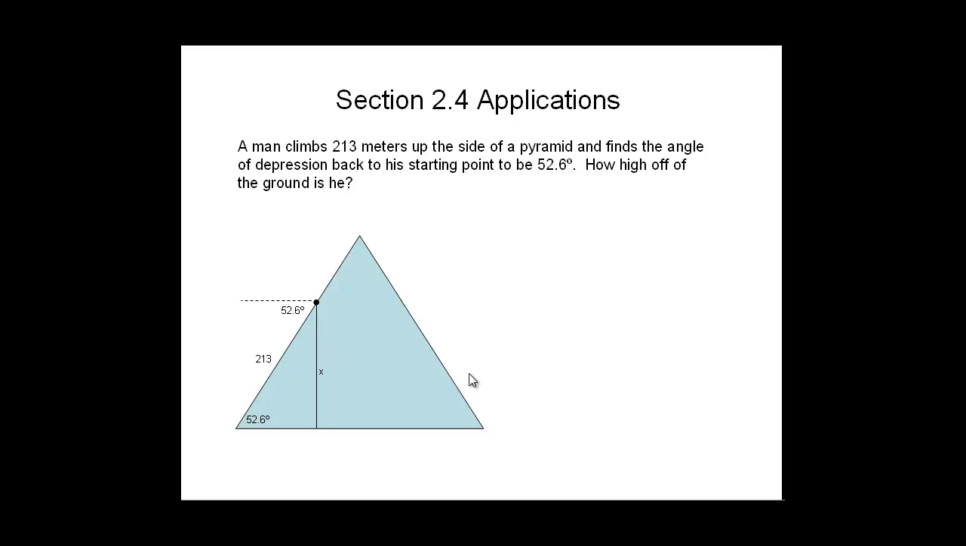The trig function we need is going to be sine, because sine is opposite over hypotenuse. So sine of 52.6 is x, the opposite, divided by 213. So you multiply by 213, and you get x = 213 sine of 52.6. If you type that in your calculator, you should get 169.2.